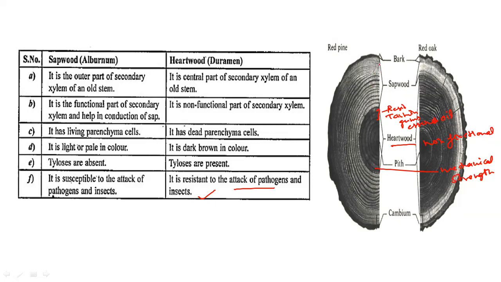The outer peripheral region of secondary xylem is called sapwood. It is functional and light in color, so it conducts water and minerals, and it is susceptible to the attack of pathogens and insects. So what is the difference between sapwood and heartwood? Heartwood is dark and dead. Sapwood is light and made up of live parenchymatous tissue. Heartwood is non-functional. Sapwood is functional. Heartwood is resistant to the attack of pathogens and insects, and sapwood is susceptible to the attack of pathogens and insects. So the topic is done.